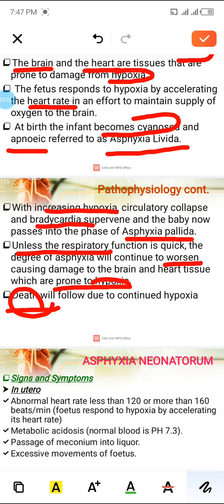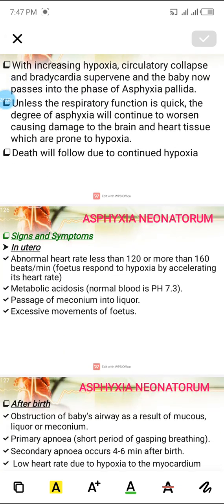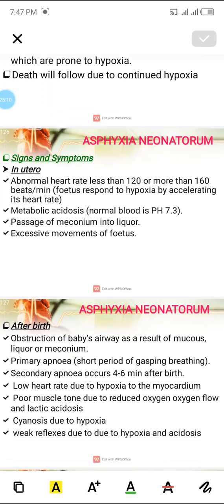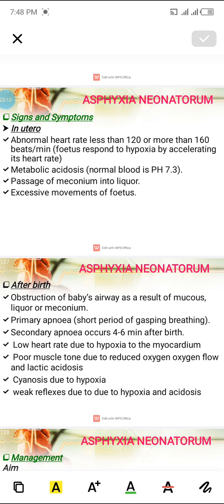Okay, let's look at now the signs. So if you look at the signs and symptoms of asphyxia, we'll look at them in utero, at birth, but this does not matter. What matters is that you know how to write about these. You can write anyhow unless they've specified, but they don't usually specify. They just say write the signs and symptoms of asphyxia.